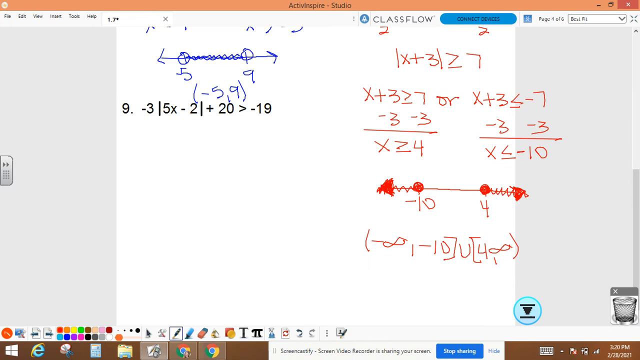All right. One more example of these, and then we're going to talk about just some shading stuff. Okay, so here we go. We are going to subtract 20.